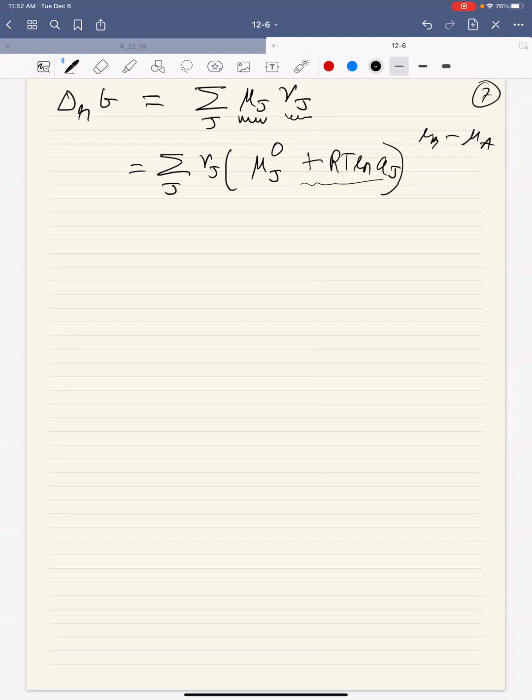Okay, this is super general. And the reason this is super general is because activity has been defined in this way: whatever fits what you see in the experiment is the activity. So this is true for absolutely everything. So this becomes the sum over j of nu j mu j naught plus RT times the sum over j of nu j ln aj. I just split out the two things inside the summation.